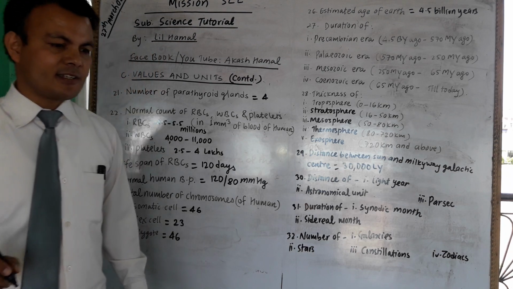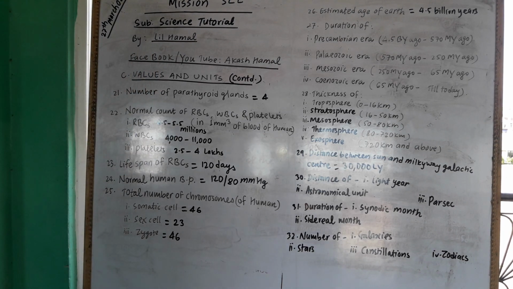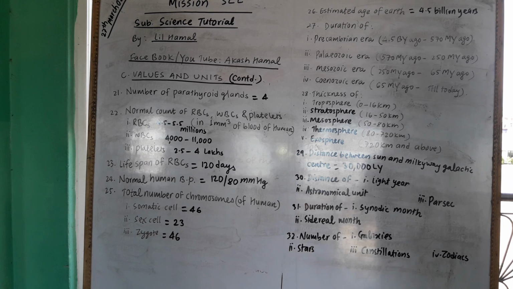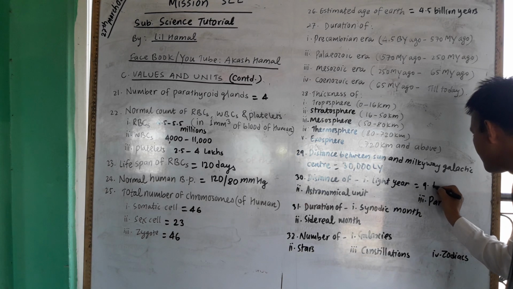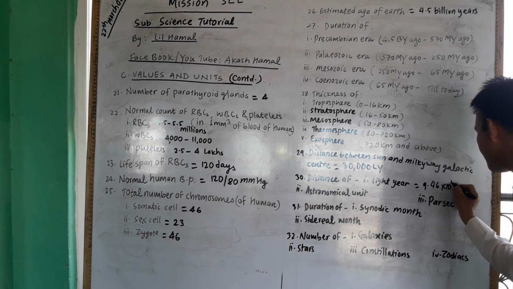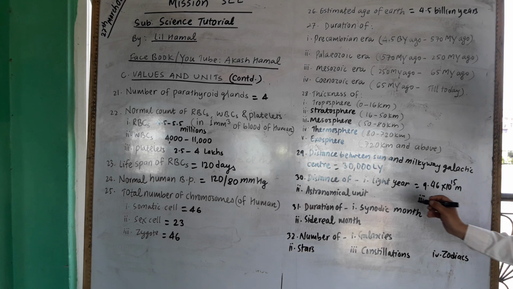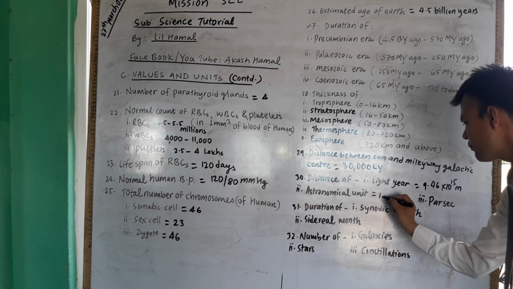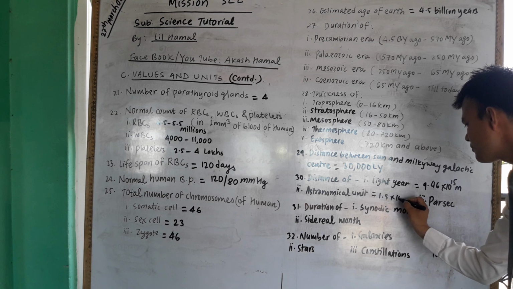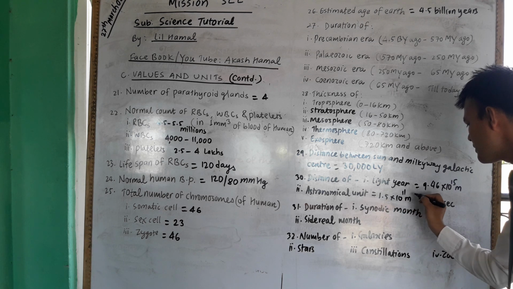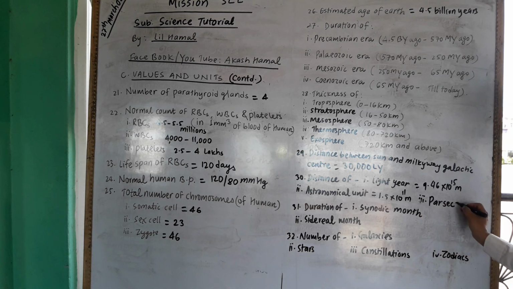The distance of a light year is 9.46 into 10 to the power 15 meters. If you want to write in kilometer units, you can write 9.46 into 10 to the power 12 kilometers. The astronomical unit is 1.5 into 10 to the power 11 meters. Similarly, the parsec is equivalent to 3.26 light years.